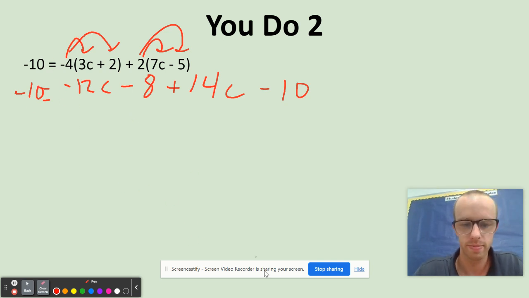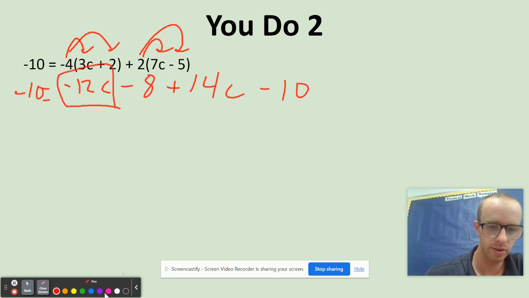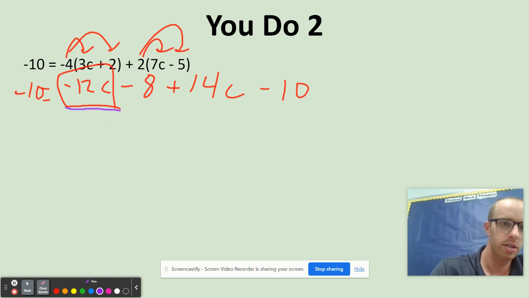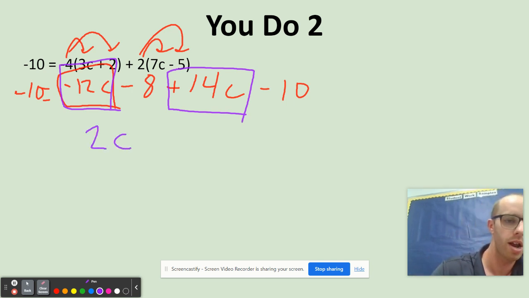All right. So this long expression over here, negative 12c minus 8 plus 14c minus 10, I need to combine like terms. Remember, like terms have the same variable. Let me use a different color. Let's use purple. So I have a negative 12c. What's the like term with it? It's a 14c. All right, so these are like terms. I need to combine them together. A negative 12 and a positive 14 make a positive 2.